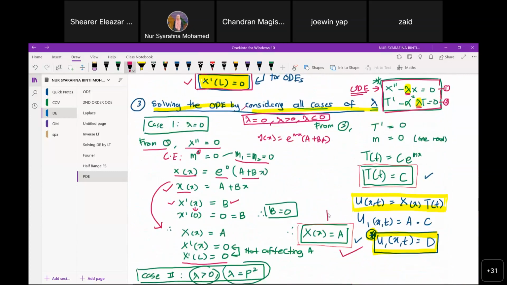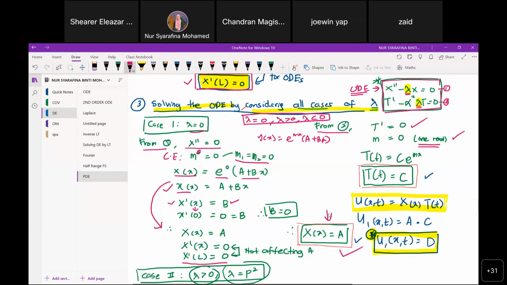There is a function of a constant here for x. Then we need to proceed with the second equation. Remember, we have two ODEs. So our second equation is t prime. Now lambda is 0, so t prime equals 0. Changing it to the characteristic equation will give you m equals 0. So this involves only one root. Of course, it is not equal to anything.